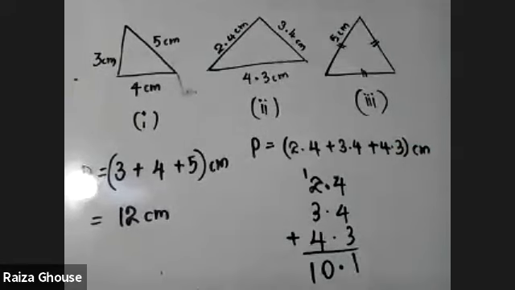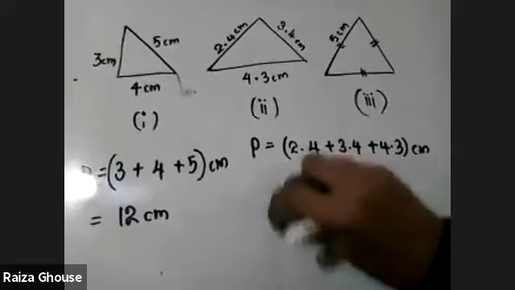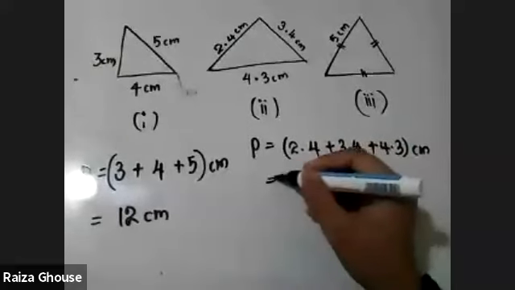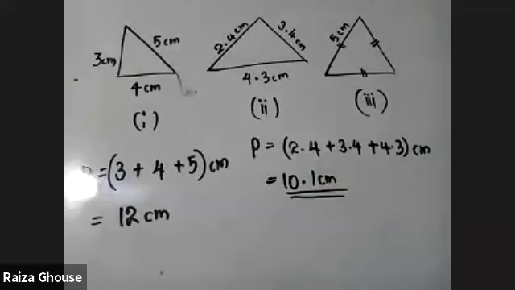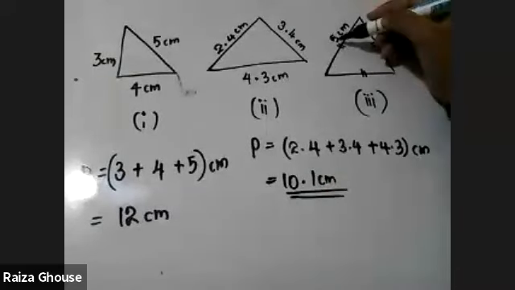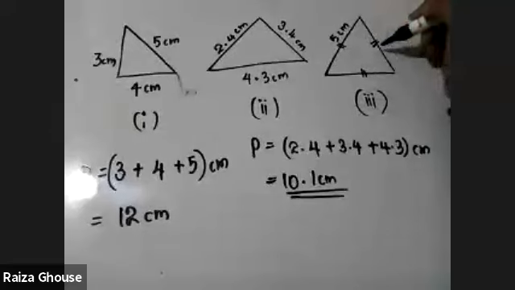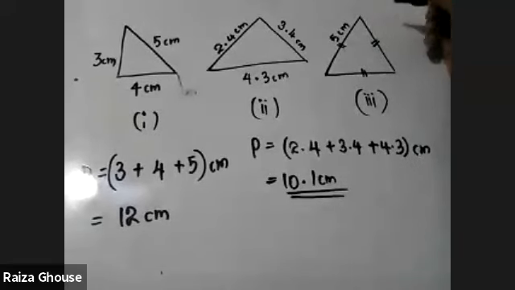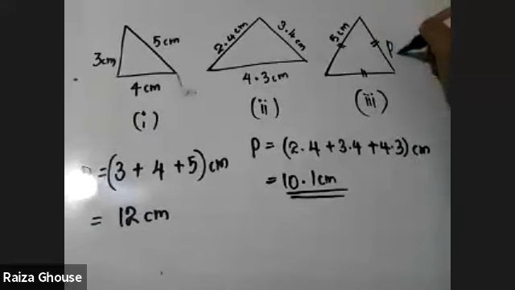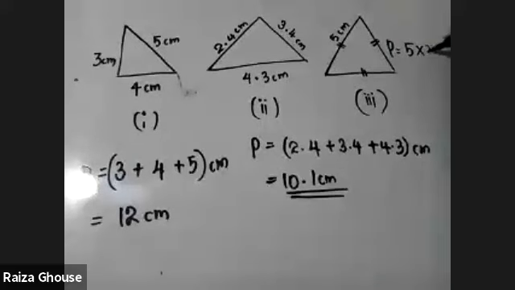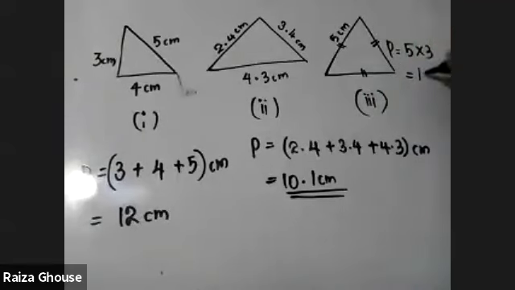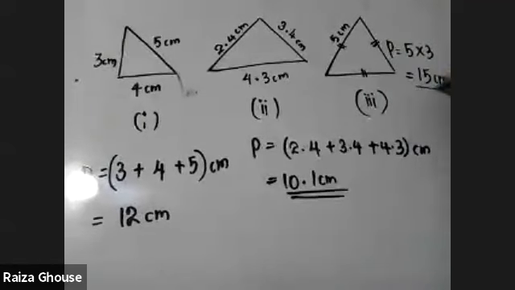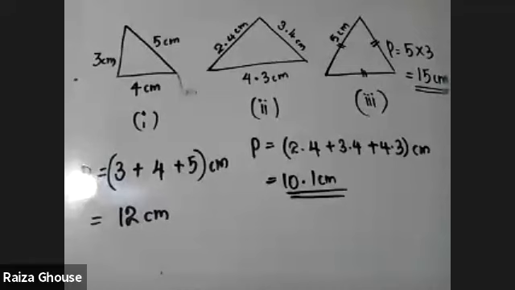So what is the perimeter of the second one, Roman number 2? That is 10.1 centimeter. Most of them had done this correctly. This is very easy. 5 centimeter, double lines are given. All three sides are equal. Yes, very good, Nuski. Perimeter equals 5 into 3. No need to add 5 plus 5 plus 5. 5 into 3, you are getting 15 centimeters. Okay, these questions are quite easy for you all.